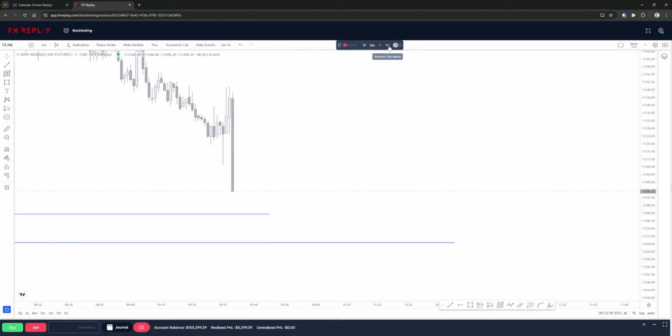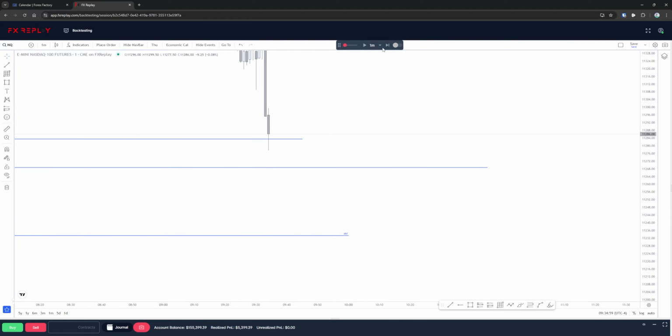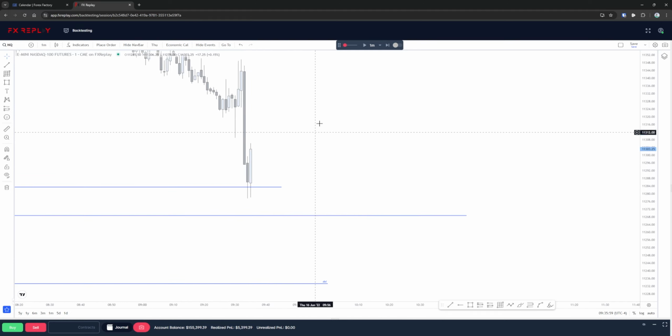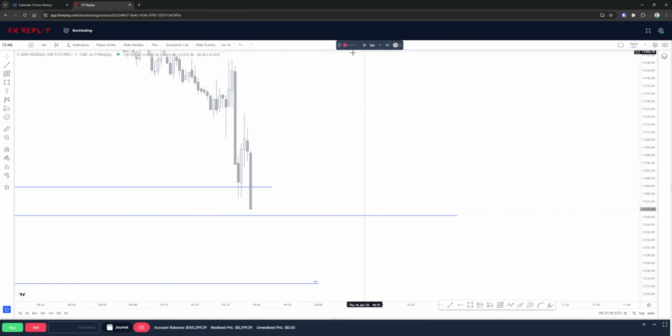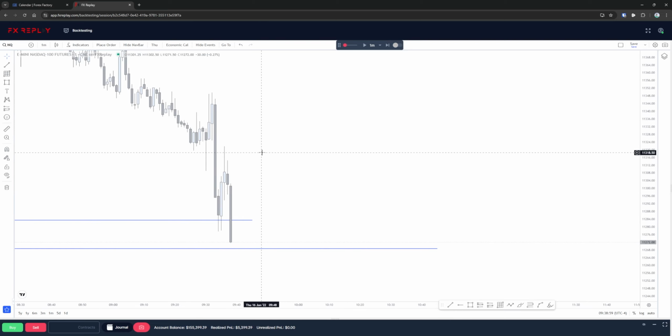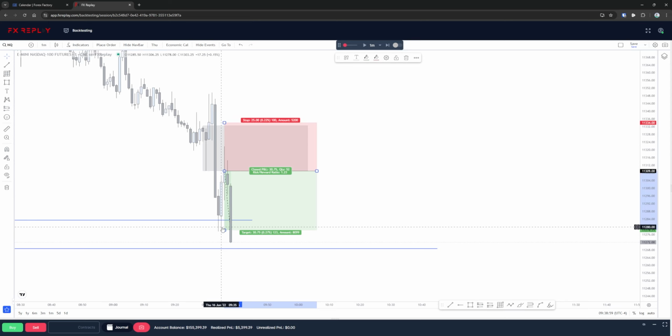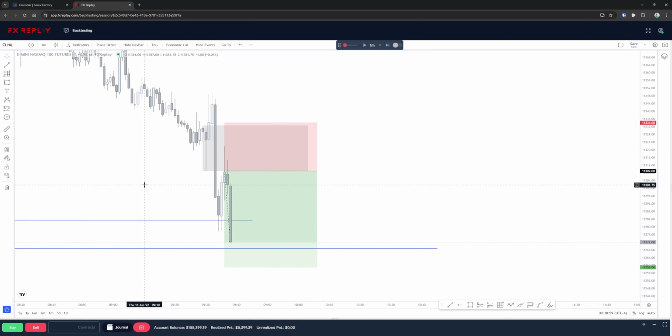Oh, first low's hit. Second low's about to get hit. So I'm skipping ahead quite quickly, and I didn't realise that this was here. This was a breaker block. Didn't realise. This is what happens when you click buttons, guys. You go too quickly.